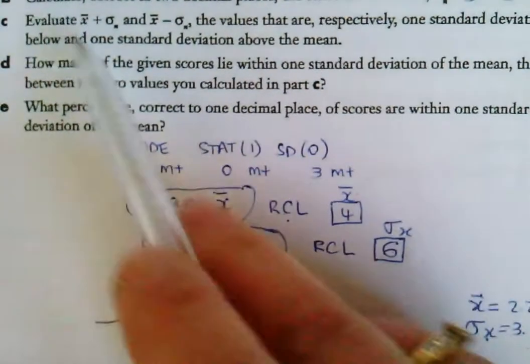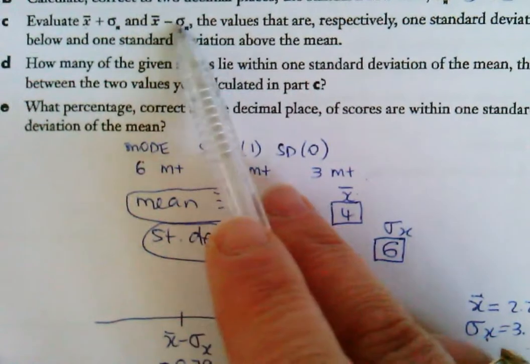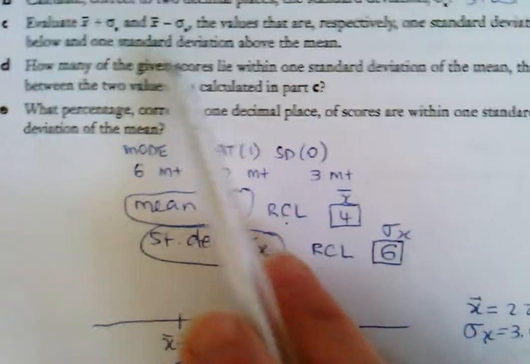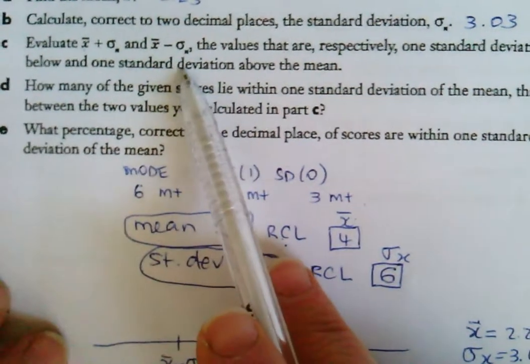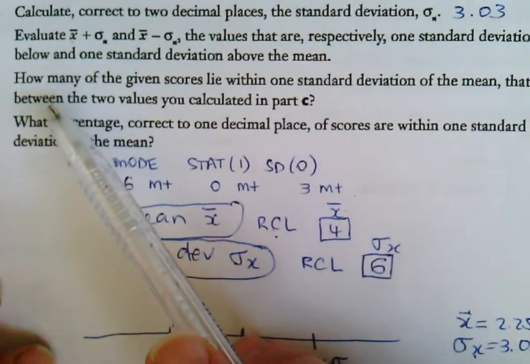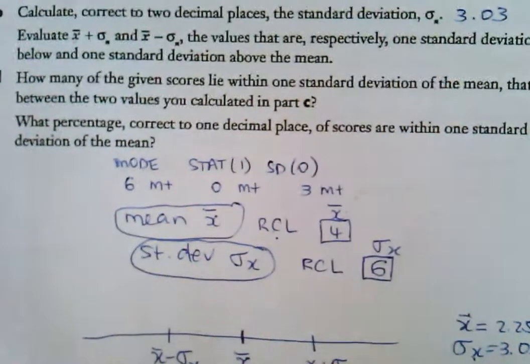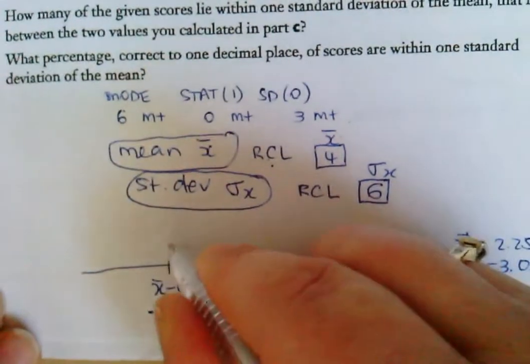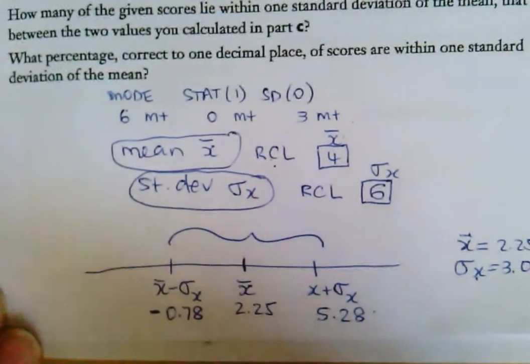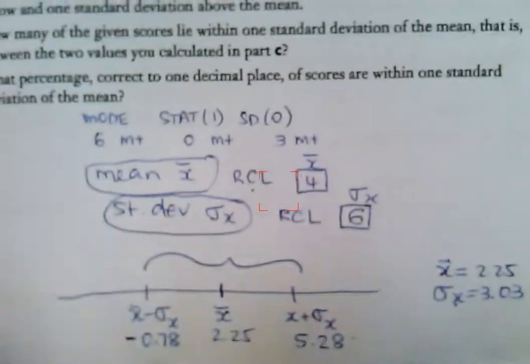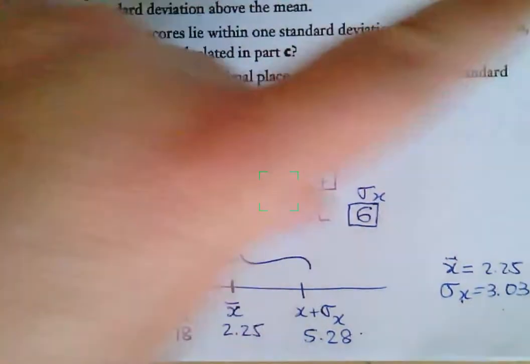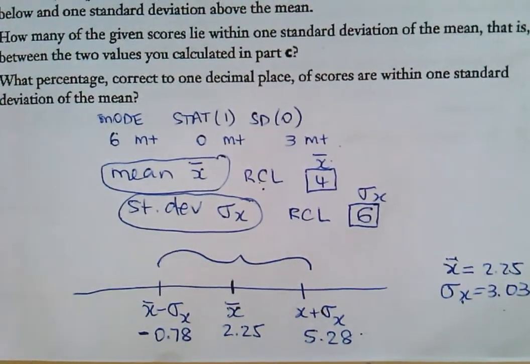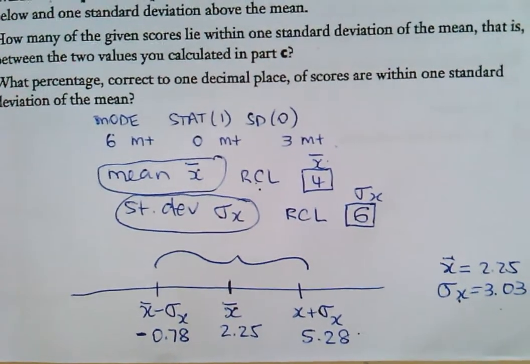Question D says, okay, so C was evaluate mean plus 1 standard deviation, mean minus 1 standard deviation, and what those values are. They've just asked us to add and subtract 1 standard deviation from the mean. Now, it asks how many of the given scores lie within those values. The values are from negative 0.78 to 5.28. How many of our bits of data lie within those two numbers? That's what it's asking us in part D, okay?